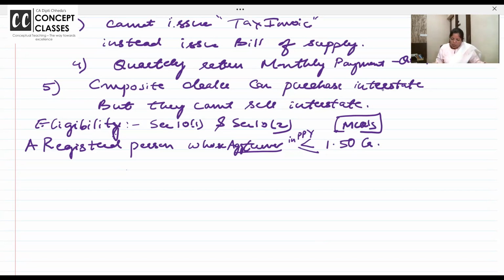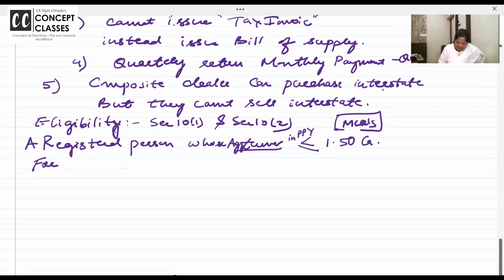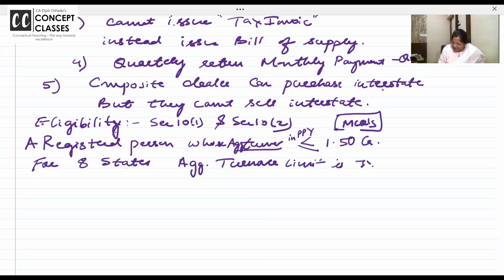Beyond that, now what do you mean by aggregate turnover? On this only, a 4 marks question was asked in a past exam, which I'm going to take here. Yes, so first write. For 8 states, the aggregate turnover limit is half of this, 75 lakhs.